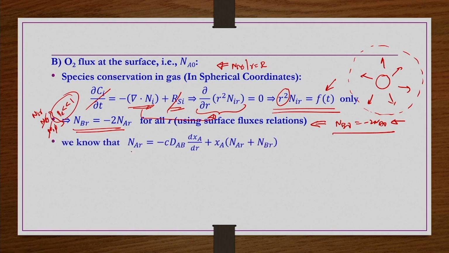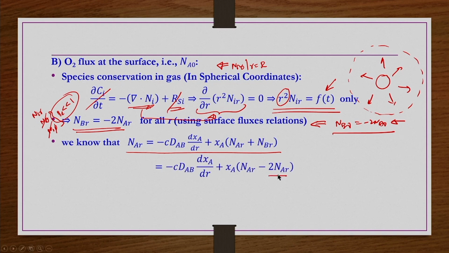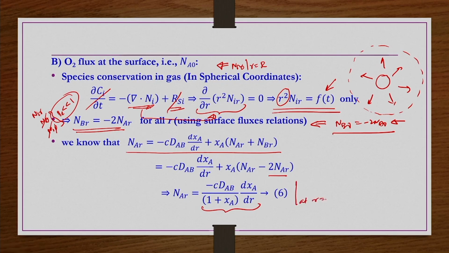So, we know the combined flux NAR is equal to minus C DAB dXA by dr plus XA times (NAR plus NBR). In place of NBR, we write minus 2 NAR. Then we write the NAR terms on one side and the remaining terms on the other side. So we have NAR equal to minus C DAB divided by (1 plus XA) times dXA by dr. Now, we want this NAR at r equal to capital R, that is NA naught. We can do that only when we know this right-hand side function of XA, because here also we do not know what XA is and how it changes with r. If we stop here, it is an incomplete equation and not usable. So what XA is as a function of r, that also we have to find.